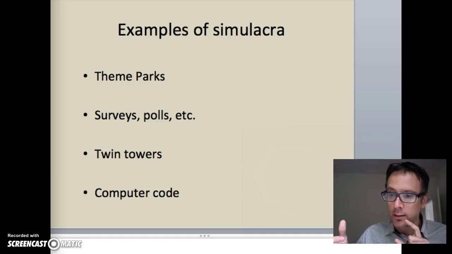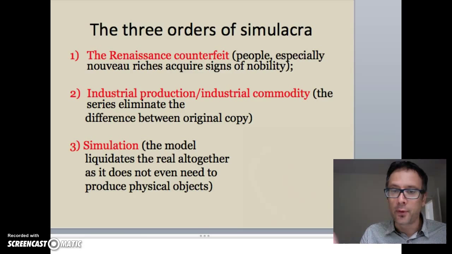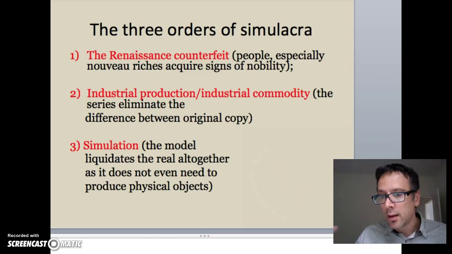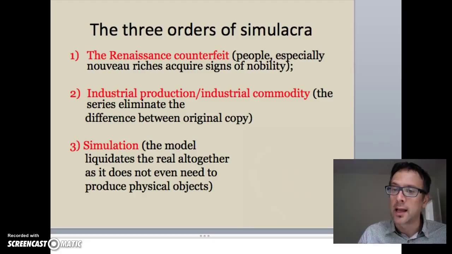And likewise, computer code, of course, is the very basis of simulation, is, as we know, long strings of zeros and ones out of whose combinations and recombinations everything can be produced and reproduced. In a different part of Simulacra and Simulation, he goes through a history of the development of simulacra. He talks about the three orders of simulacra: the Renaissance counterfeit, the industrial production, the industrial commodity, and then the simulation, the digital simulation, as the most sophisticated example of simulacra and the most recent one.